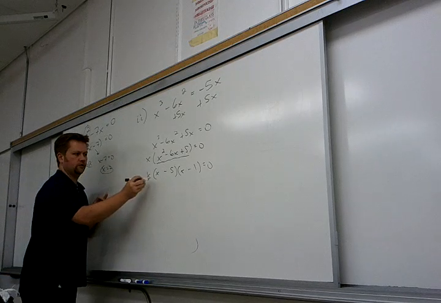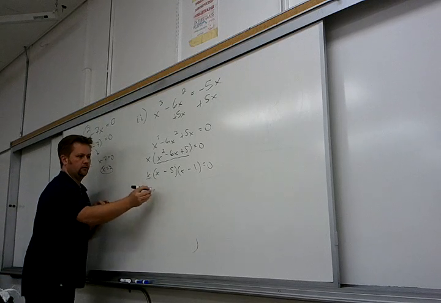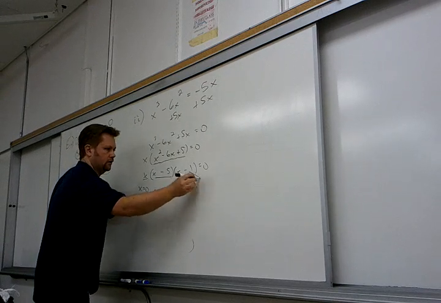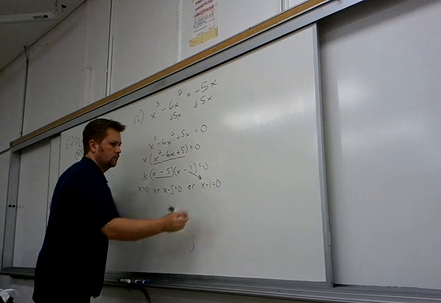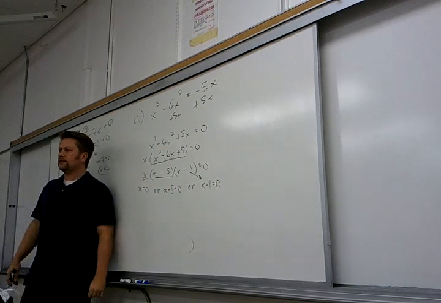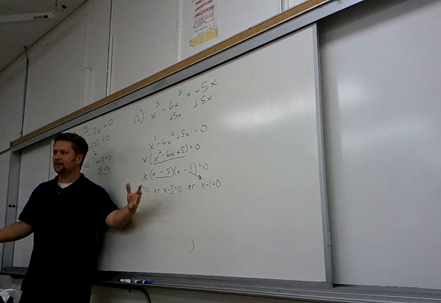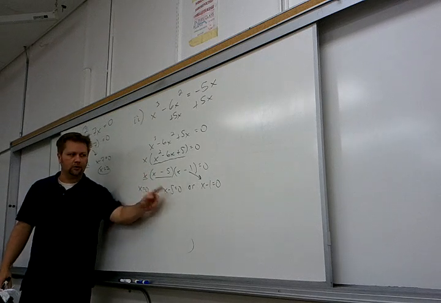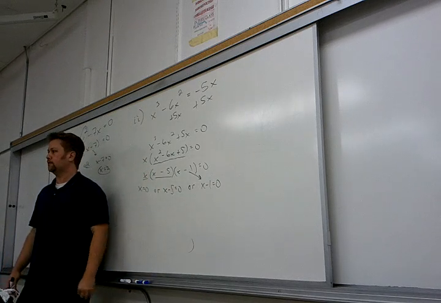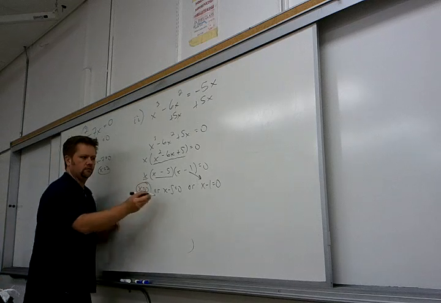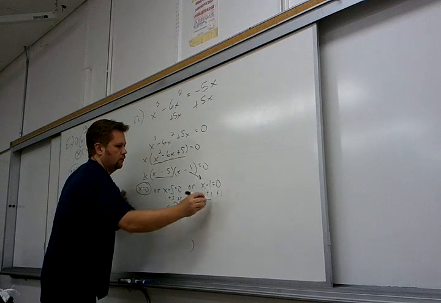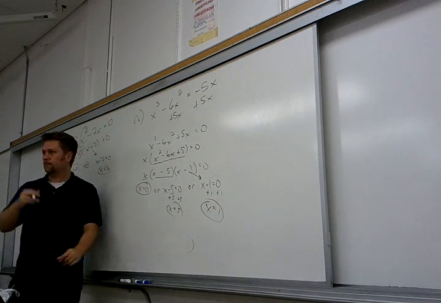Either x equals 0, or x minus 5 equals 0, or x minus 1 equals 0. I really want you guys to understand that step. That step is kind of stupid, really. It's kind of like, well, duh. If I have 3 numbers multiplied together to get 0, the first one's got to be 0, or the second one, or the third one. One of them's got to be 0. So x can equal 0, x can equal 5, or x can equal 1.